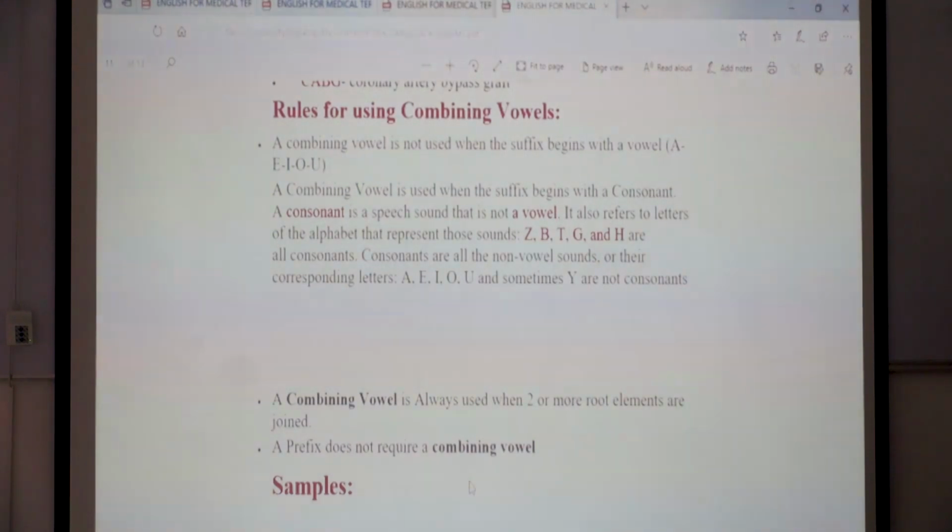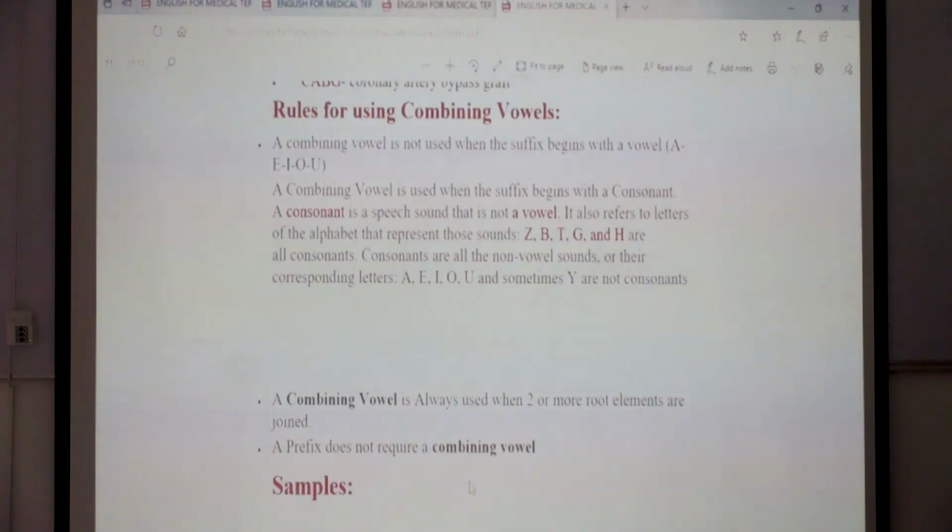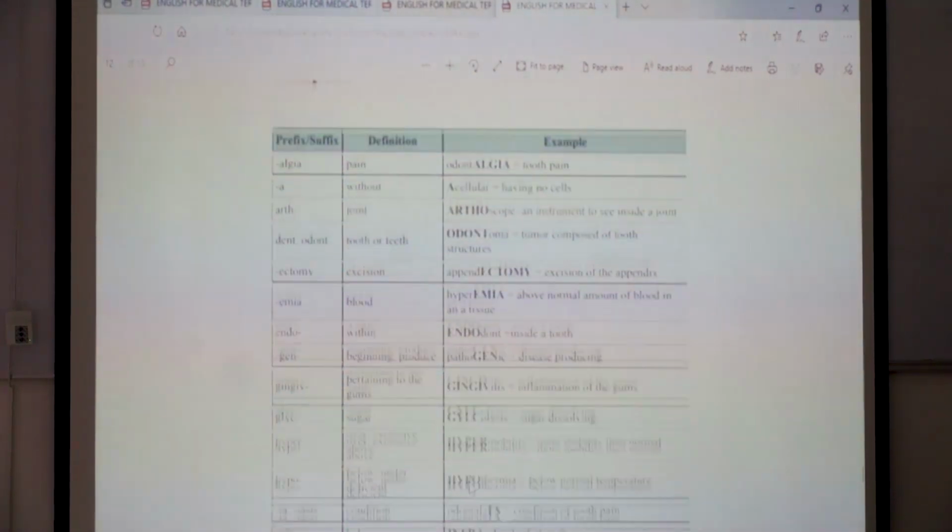A consonant is a speech sound that is not a vowel. It also refers to a letter of the alphabet that represents those sounds, like Z, B, T, G, and H. Do you understand this? The combining vowel is always used when two or more root elements are joined, like osteoarthritis. A prefix doesn't require any combining vowel. And these are the examples.